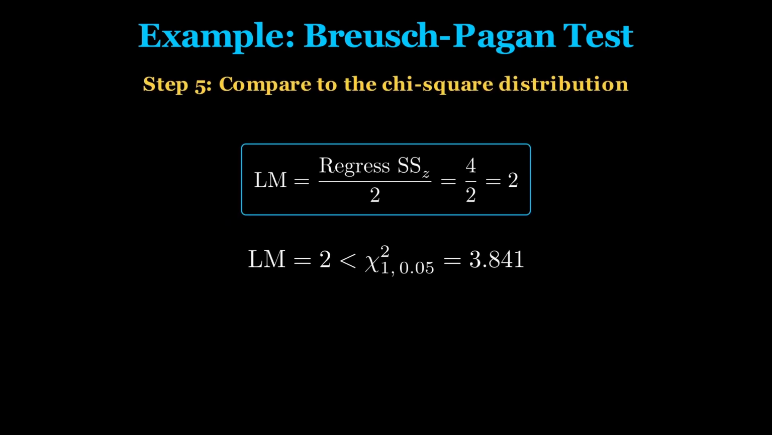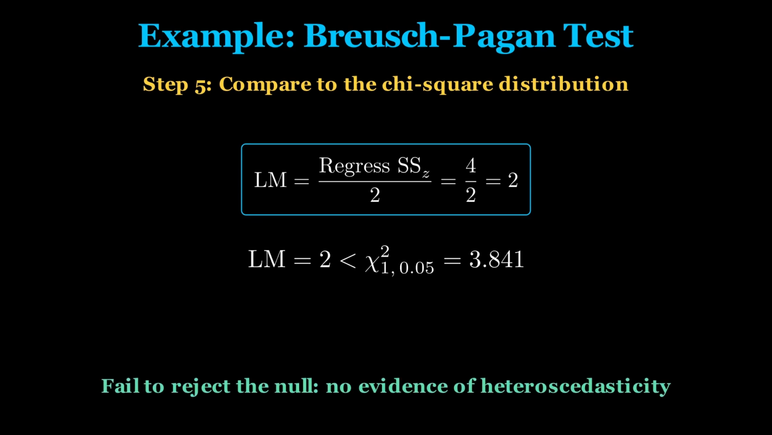Finally, Step 5. Compare the test statistic to the chi-square distribution with 1 degree of freedom, since there is one predictor, x, excluding the intercept. The critical value at the 5% significance level is approximately 3.841. Since 2 is less than 3.841, we fail to reject the null hypothesis. Therefore, there is no evidence of heteroscedasticity in this regression model.